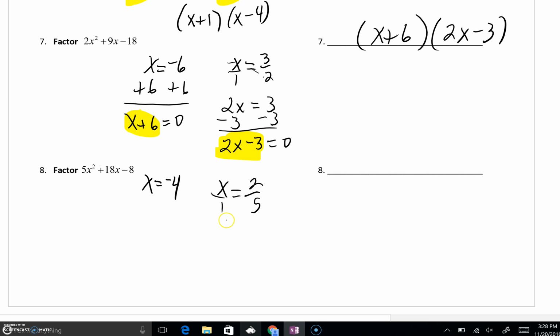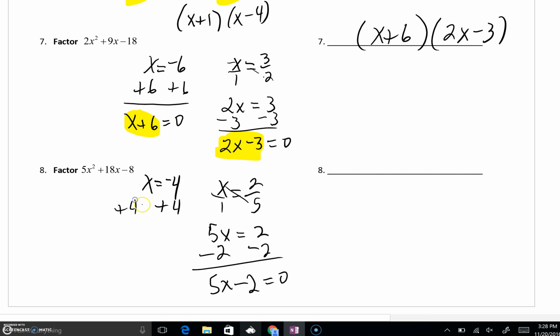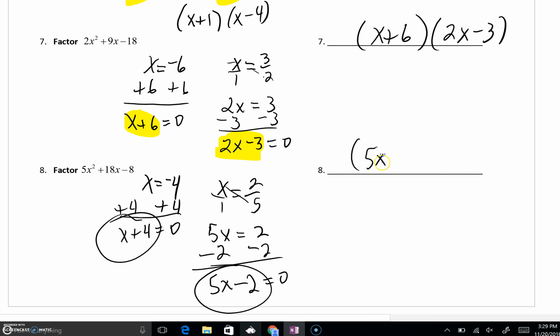Whenever we have this, we'll cross multiply. You'll get 5x. Of course, then 2 times 1 is just a 2. So I'll minus a 2 from both sides. We'll have 5x minus 2 equals 0. Here I'll add a 4 to both sides. And we'll have x plus 4 equals 0. And again, here we have our final answer. Just to show you, you could put the 5x minus 2 out in front. You don't have to. But that's all I wanted to do for this video.